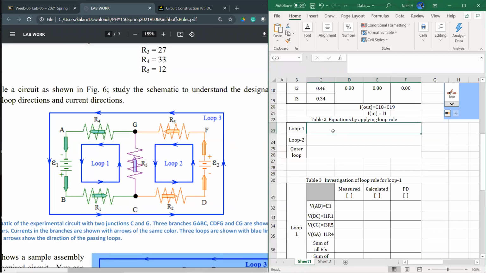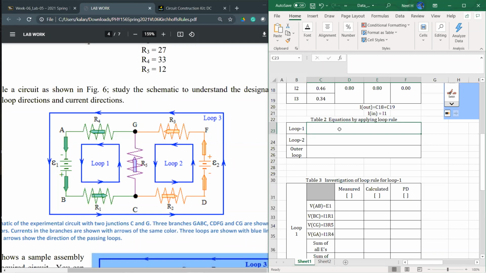So let's apply the loop rule for loop number 1. If I apply it for loop number 1, usually it's better to start from the negative side of the battery in the loop, and then continue. Okay, that's the easiest way, but technically it doesn't matter. You can start at any point on the loop and come back to the same. As far as it is a closed loop, you're fine.